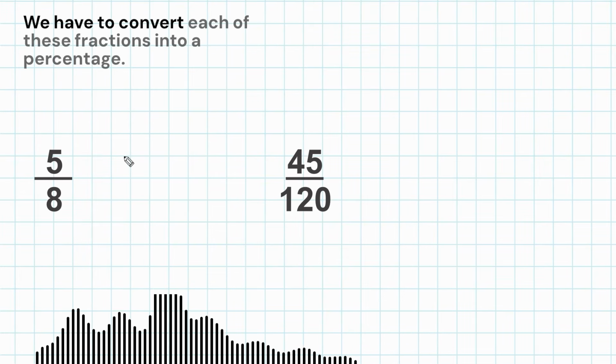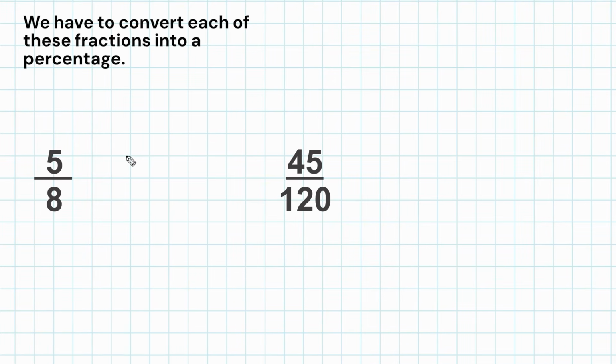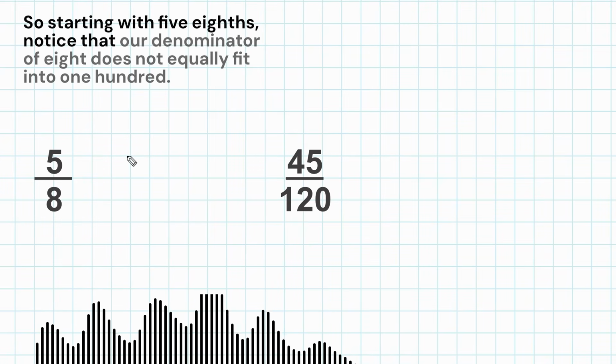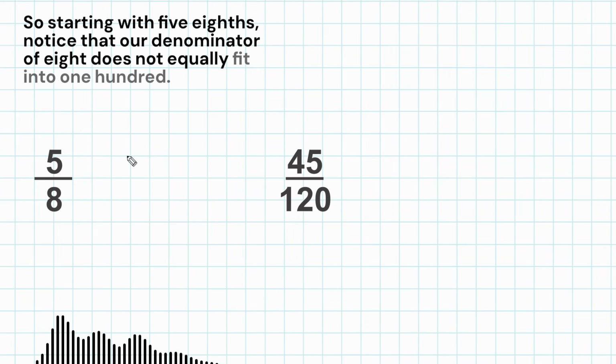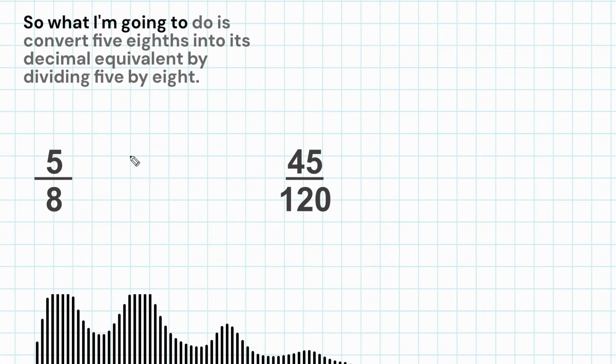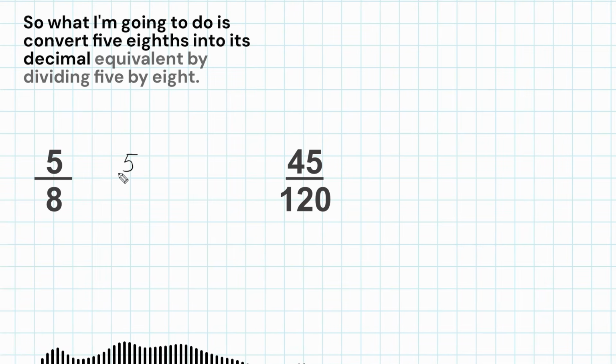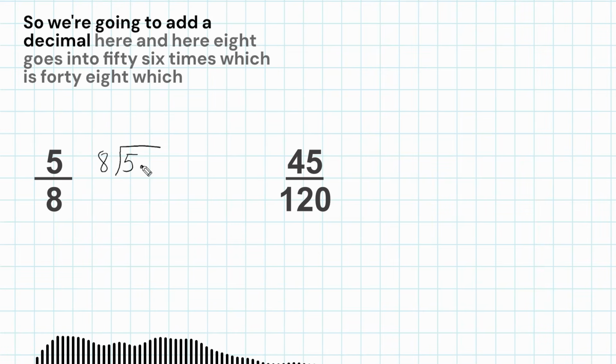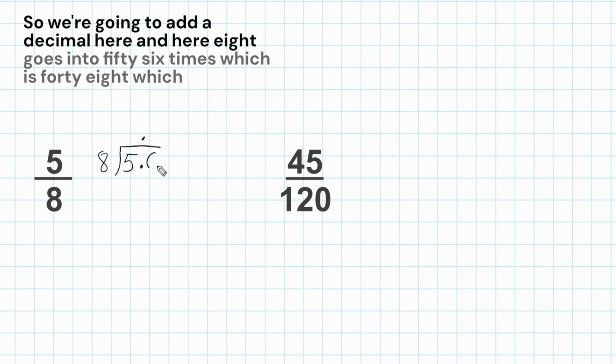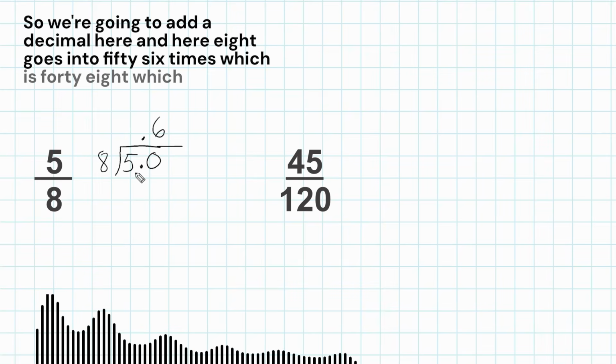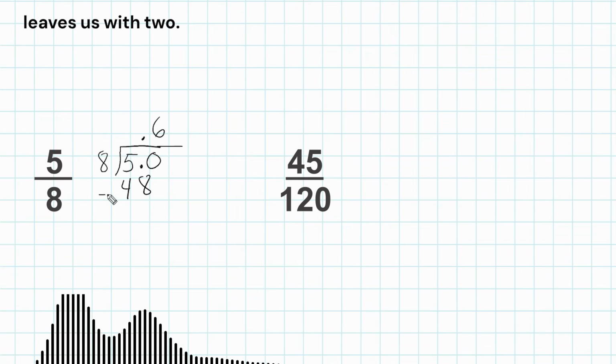All right, we have to convert each of these fractions into a percentage. So starting with 5/8, notice that our denominator of 8 does not equally fit into 100. So what I'm going to do is convert 5/8 into its decimal equivalent by dividing 5 by 8. So we're going to add a decimal here and here. 8 goes into 50 6 times, which is 48, which leaves us with 2.